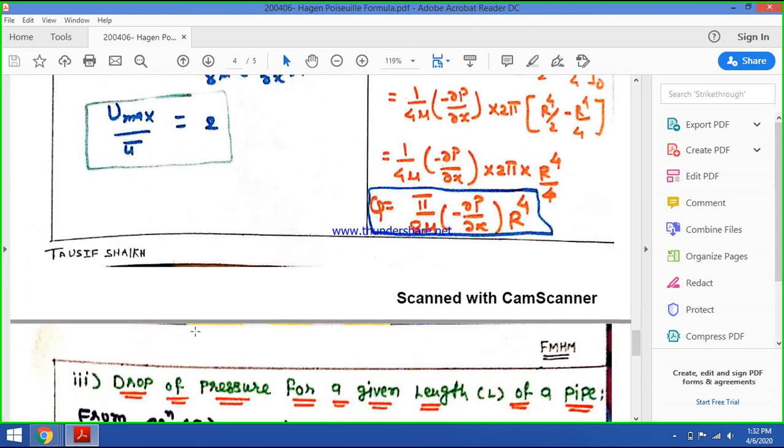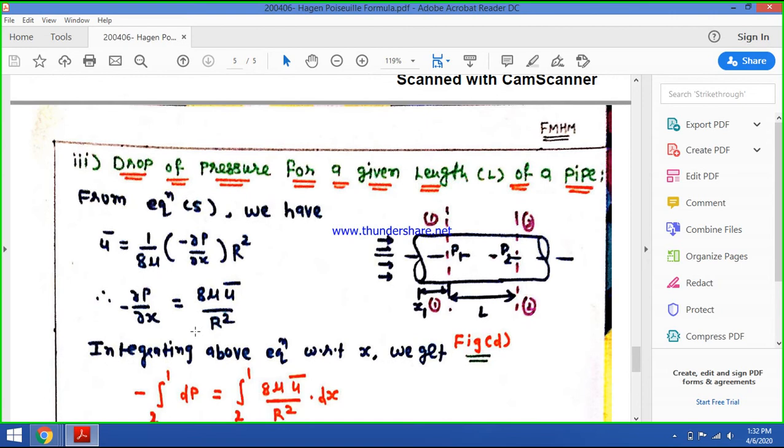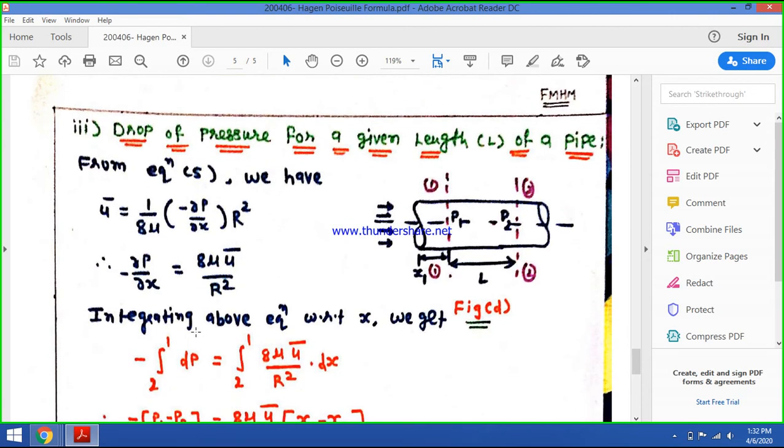Okay. Now we will find out the third and final terminology, drop of pressure or pressure drop for a given length L of a pipe. Okay, so here we have considered a pipe. In the pipe we consider two sections, section number 1 and 2. Okay, P1 is the pressure acting at section 1 and P2 is the pressure acting at section 2. Okay, the length between section 1 and 2 is capital L, and the distance of section 1 from the initial stage of the pipe is x1.